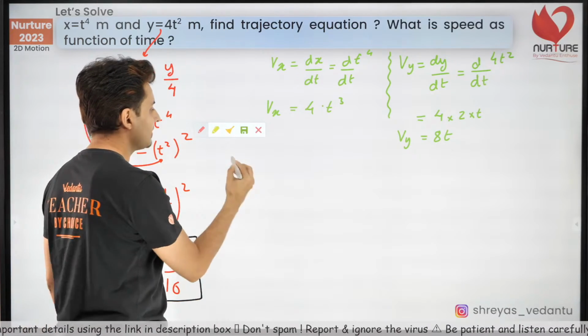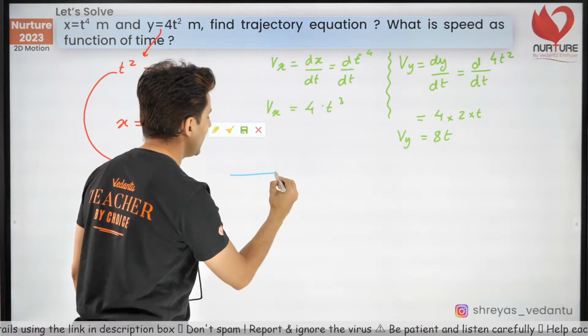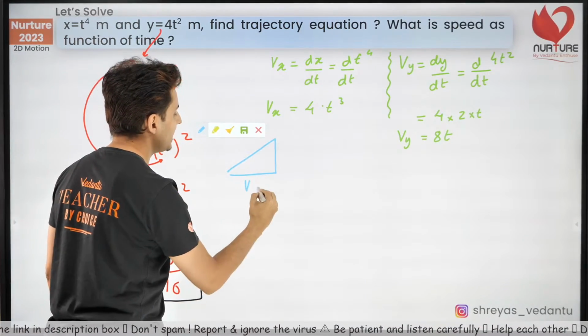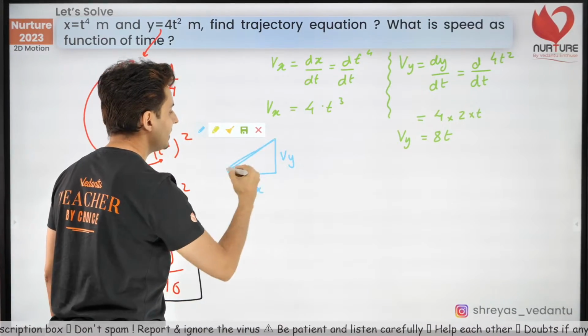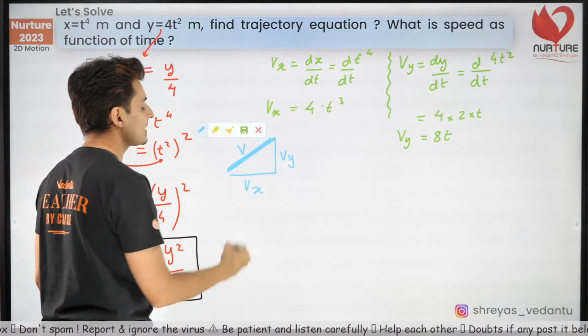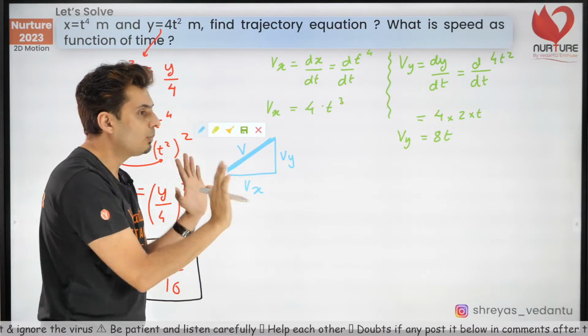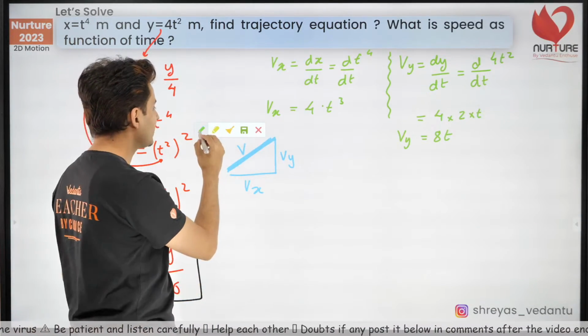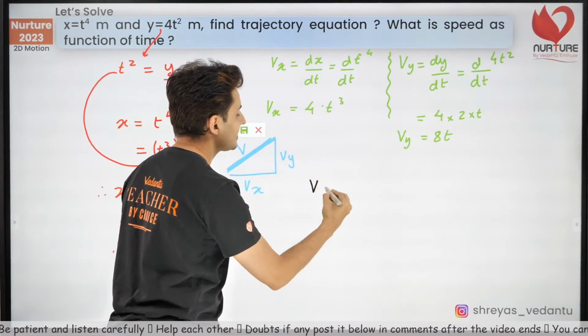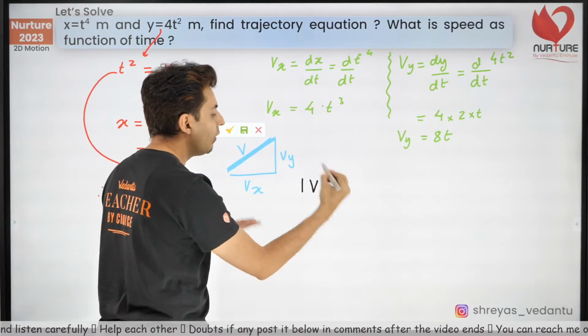Speed means, understand guys, the magnitude. If I know Vx and Vy, the length of this hypotenuse is the velocity, the speed. I am not bothered about the direction. So that's all you need to do: find this V, the modulus of that. What is it going to be?